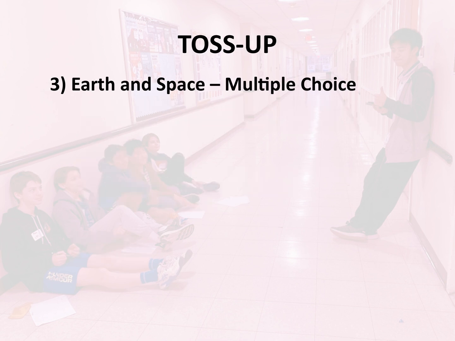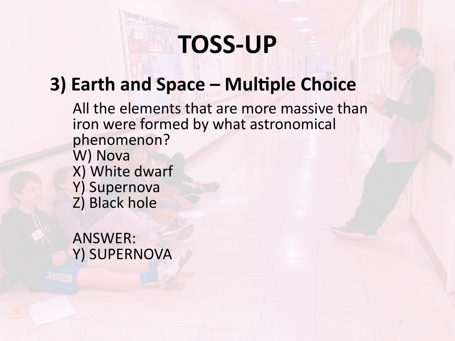Toss-up 3. Earth and space, multiple choice. All the elements that are more massive than iron were formed by what astronomical phenomenon? W. Nova. X. White dwarf. Y. Supernova. Z. Black hole. Answer: Y. Supernova.